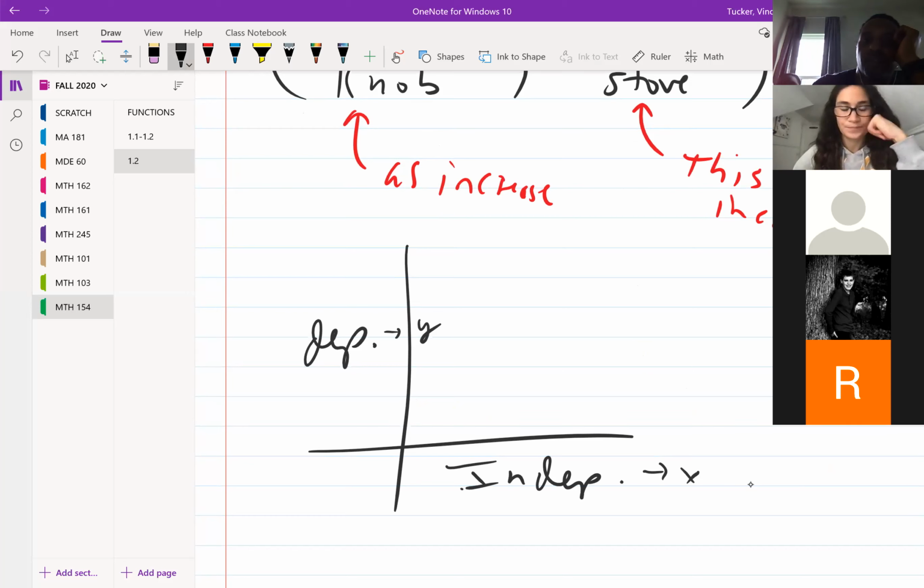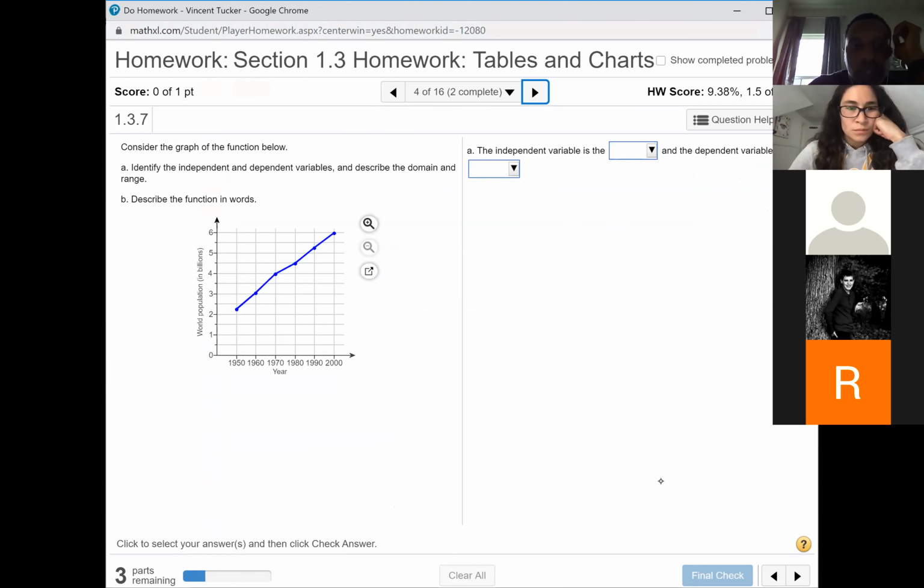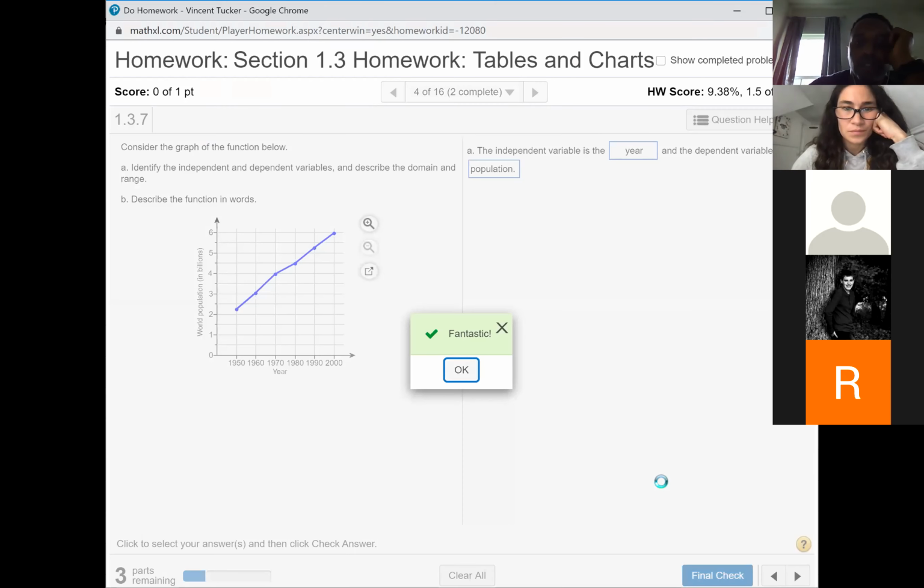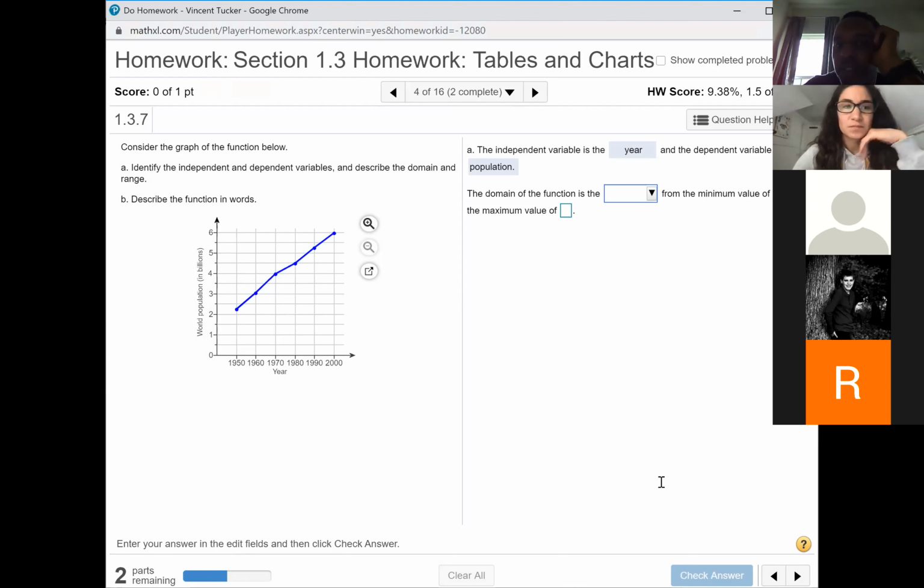All right, so let's go back to that. As the year increases, the world population increases. So the independent variable is year, and population should be your dependent variable. That's how that works. Domain of the function. We talked about domain in this class. I believe so. Yes, we talked about domain in this class.